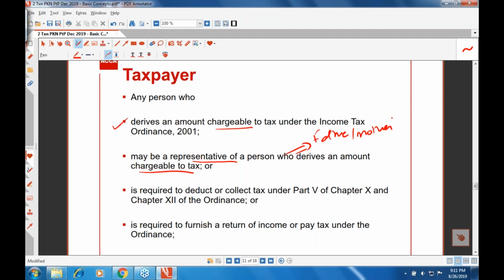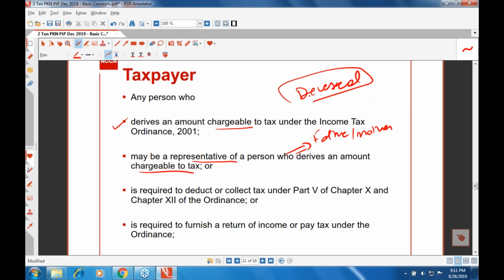So what happens is, when they die, they are called a deceased person. Now, the law says that if somebody is deceased, then their legal representative would actually be charged tax, and will have to pay tax on the income of the deceased.